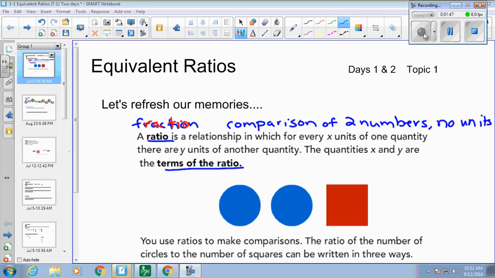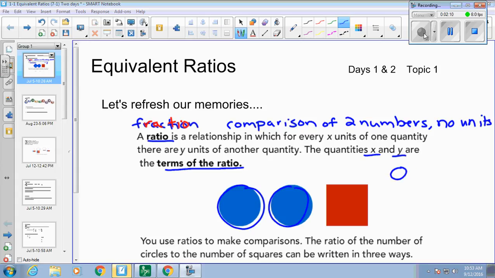The terms of a ratio are the quantities x and y. Okay, if we say the terms of a contract are what make up a contract, the terms of a ratio, x and y, are what make up the ratio. So they have here this picture with 2 blue circles and a red square. So I could say to myself that for every 2 circles, I need to have a square.